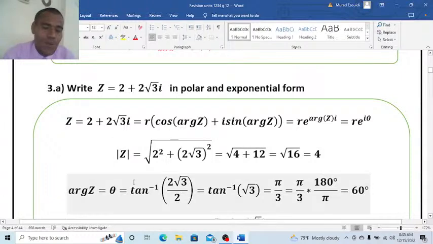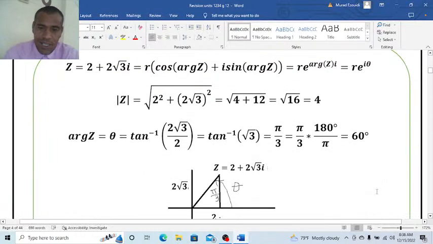Why theta? Because the complex number is plotted in the first quadrant of the Argand diagram. So theta, or argument of z, is equal to what? Root of 3 over the modulus, which is pi over 3. If you want to convert this angle written in radians to degrees, just multiply pi over 3 by 180 degrees over pi, which is 60 degrees.